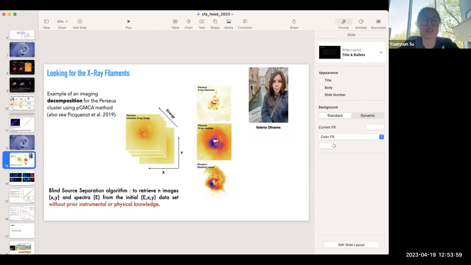Oh, okay. This is a blind source separation algorithm. We provide as few requirements as possible. The only thing we tell the algorithm is how many components we want, and then it will search for structures in the 3D space and find which are related. We did experiment with how many components is optimal, and we think that for cluster centers three components give us a very good result.